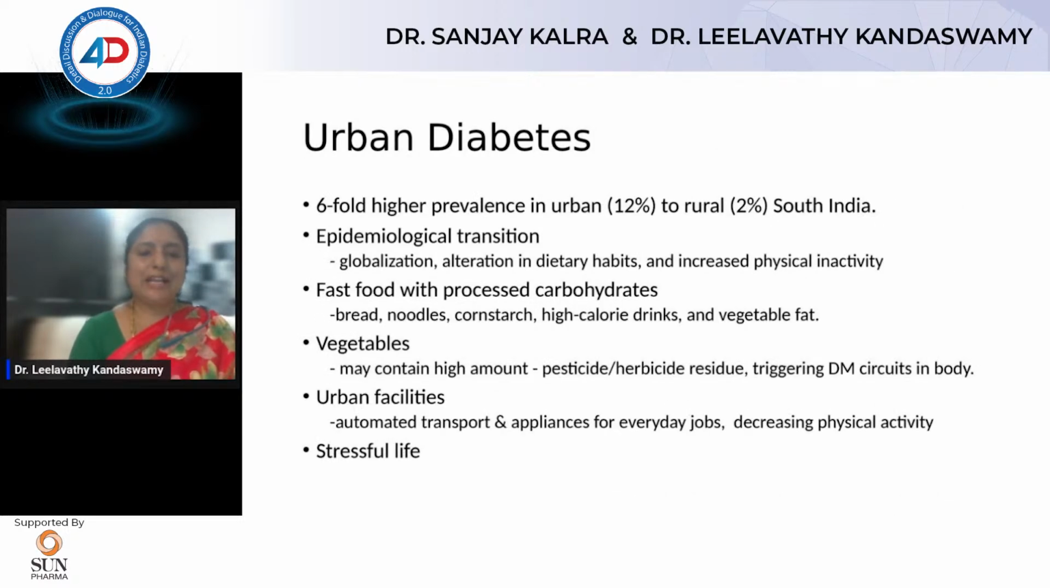So when we say shift in the prevalence of diabetes, we can talk about urban diabetes. I've given the term urban diabetes because there is a six-fold higher prevalence in urban regions compared to rural. This is because of the epidemiological transition. There are so many people from rural areas moving to urban areas for work and education, and globalization also results in alteration in dietary habits and increased physical inactivity.